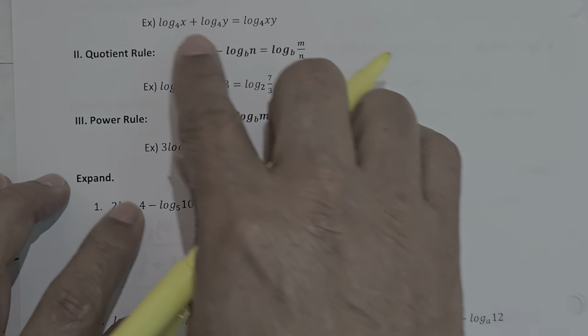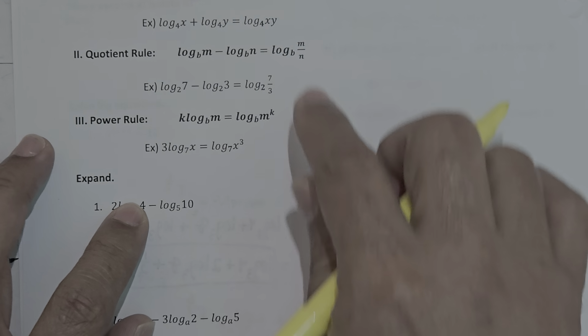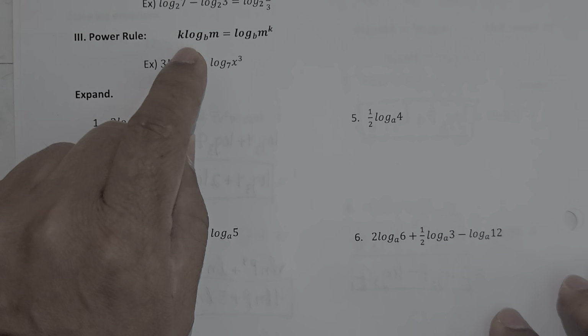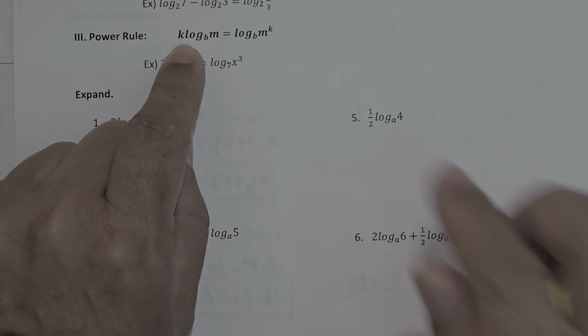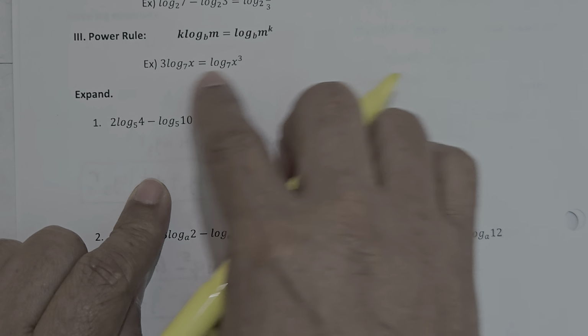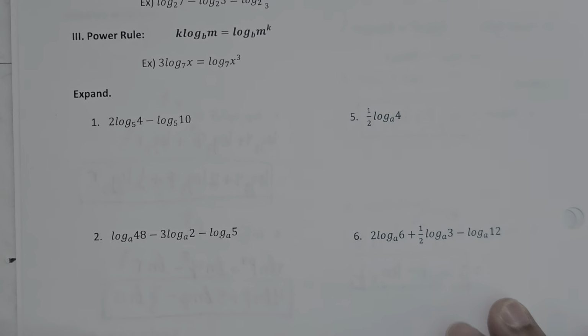So that's the quotient rule, and these are quick examples that you have on your notes for the product and quotient rule. And then last, this is the expanded log. Now we want to go to the condensed form of that log. This is the power rule, and there's a quick example on how to do this in your notes.